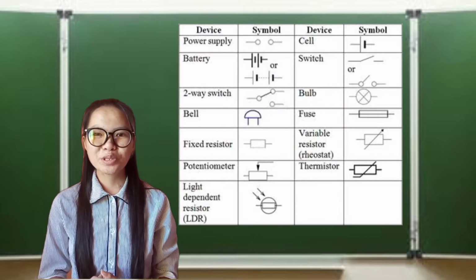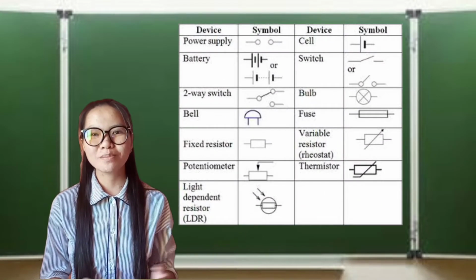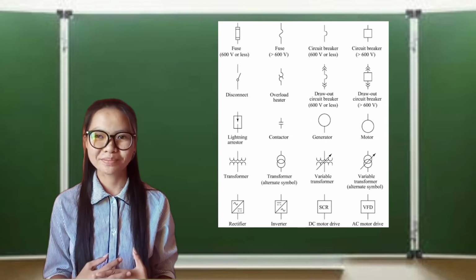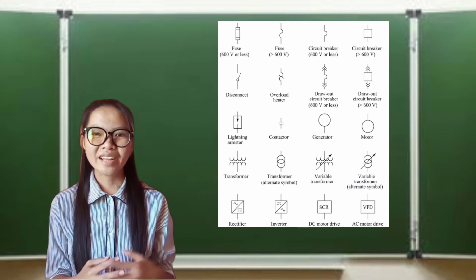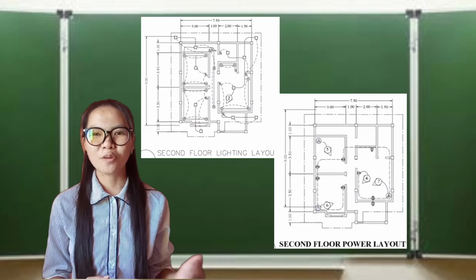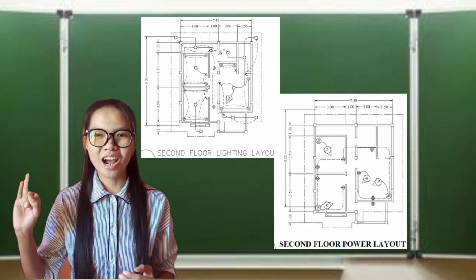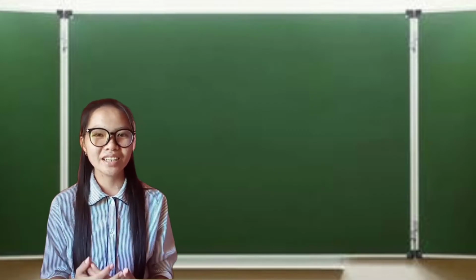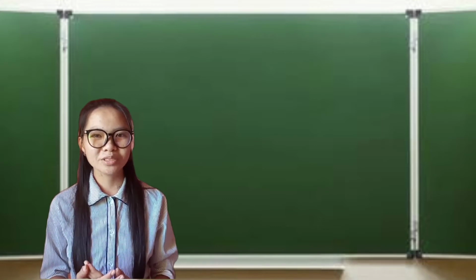The following pictures you see on the screen are some symbols used in electrical planning. And these two plans are examples of power layout and lighting layout. Do you have any idea about power and lighting layout? Anyone?